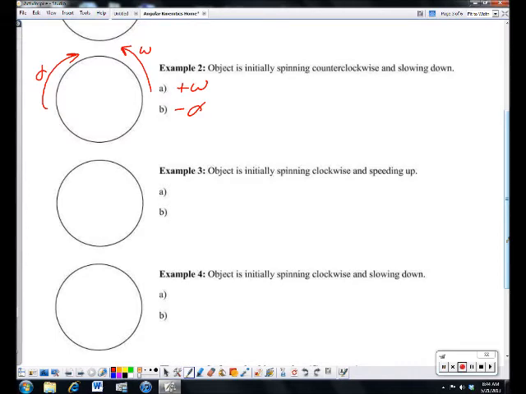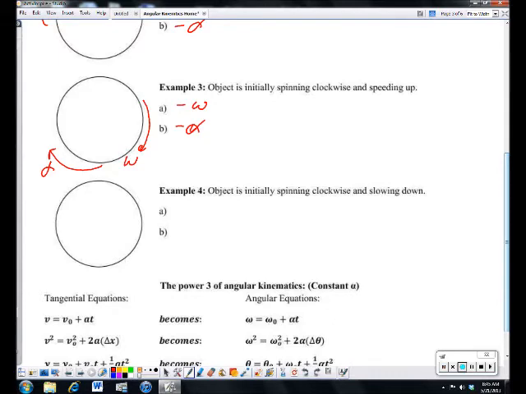Lastly, number 3, sorry. Object is initially spinning clockwise. That means W is going this way. It is speeding up, so alpha is helping it out. So that means I have a negative angular velocity and a negative angular acceleration. So number 4, last one, object is initially spinning clockwise. So once again, angular velocity is clockwise, but I'm slowing down, so angular acceleration is opposed to that. So negative angular velocity, positive angular acceleration.